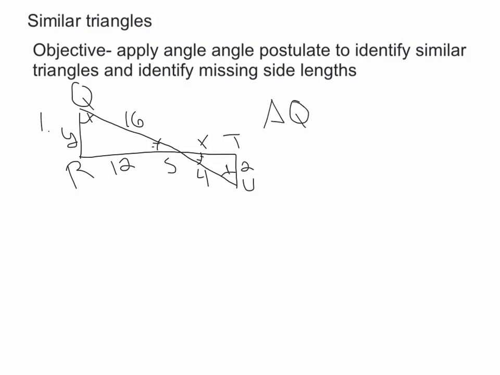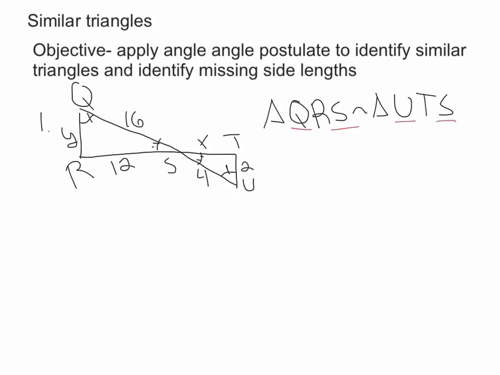Triangle QRS is similar to, if I go from Q to R to S, I'm going to go UTS. So those are my similar triangles, and I'm going to use this setup to identify my scale factor. So let's figure out what corresponding sides do I have in common. So our corresponding sides, we have QS corresponds to US.